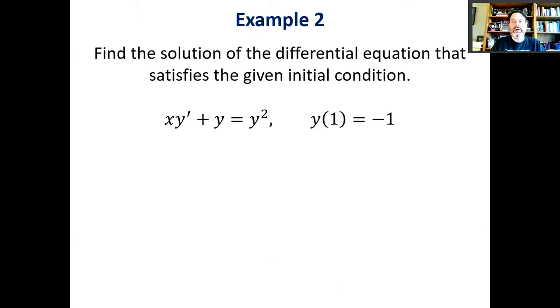So now we're going to look at an initial value problem here. As you recall, the way this works is this gives us a slope field and this gives us a curve that passes through a single point. So you solve this first, then you plug this in.